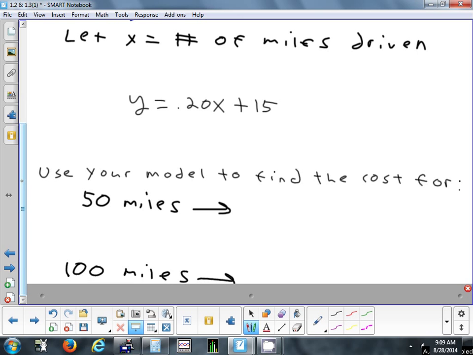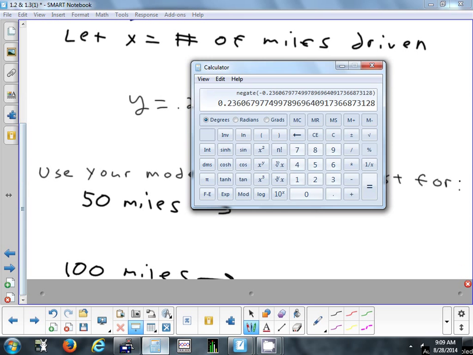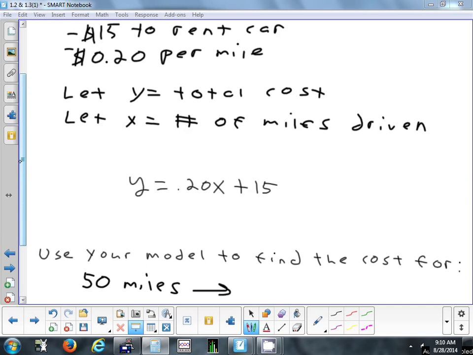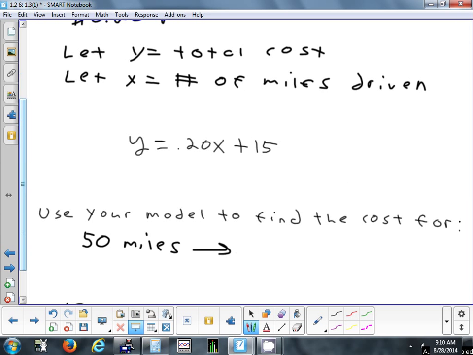Very good. So now if we want to use our model to find the cost for 50 miles, how about Carly, where would we plug in 50? Is that x or y? Y. Well, remember, y is going to end up being the cost. Oh, so it'd be the x. Right, so if we're plugging in miles, that's our x.